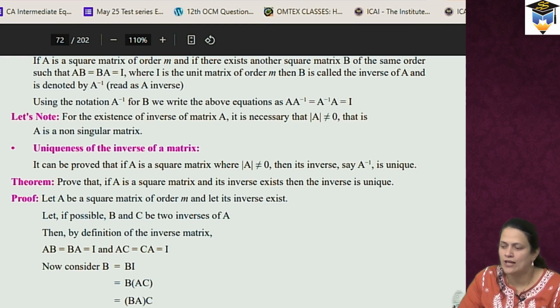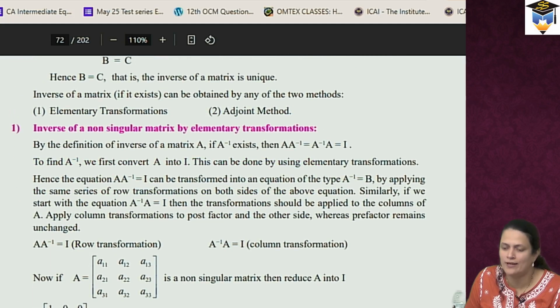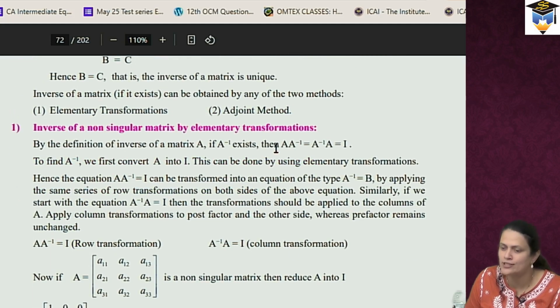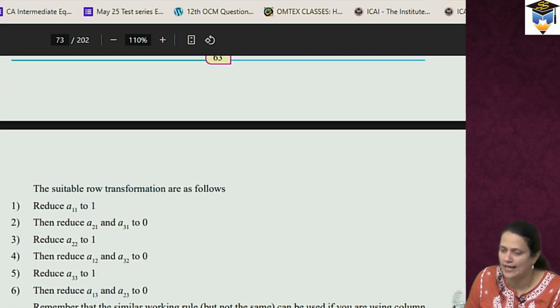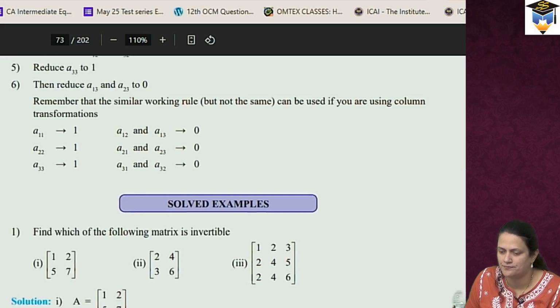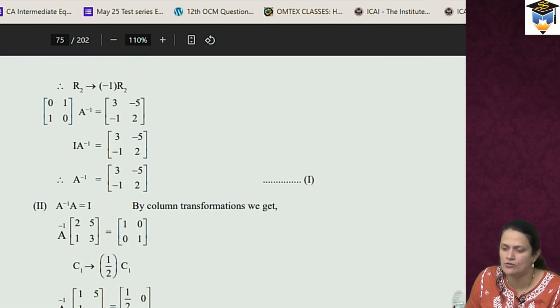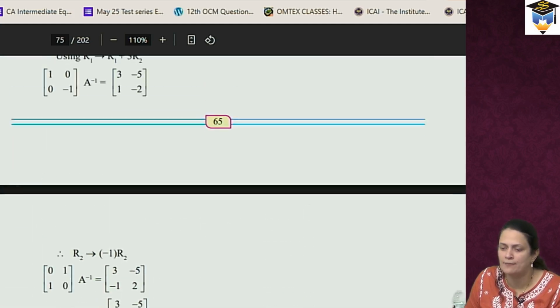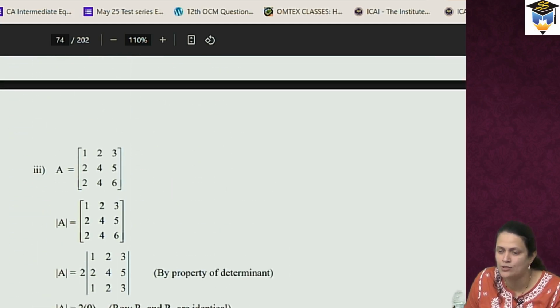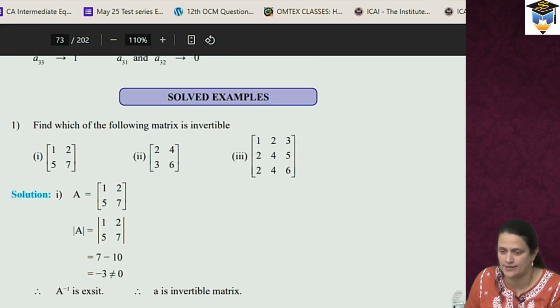Okay, so now as you can see over here, we have already discussed what is the uniqueness of a matrix. Inverse of a matrix is denoted by A raised to minus 1. So we are going to learn how to find out the inverse, but before that, I want you to write down a few steps. Okay, so now let us go to the solved example. I'm going to explain this solved example so that you understand what is an inverse.